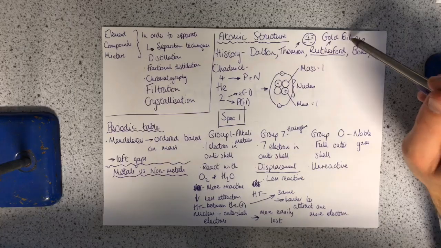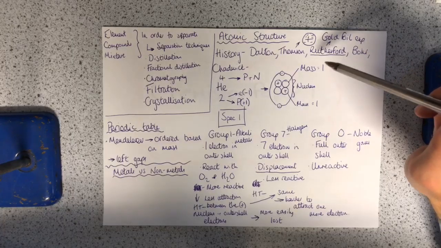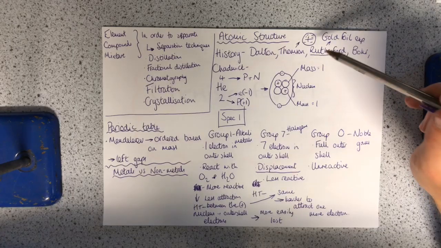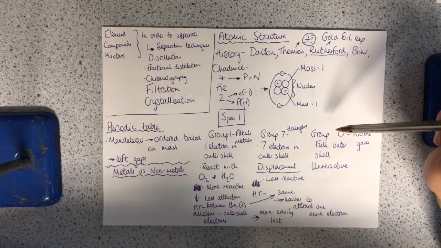He did the gold foil experiment, and following that, he realised that the nucleus was positive and there was lots of empty space in the atom. So looking at this, he realised there was space between this middle bit and where the electrons were.